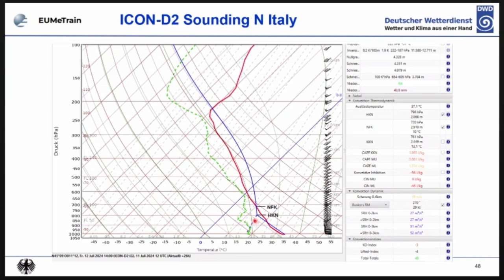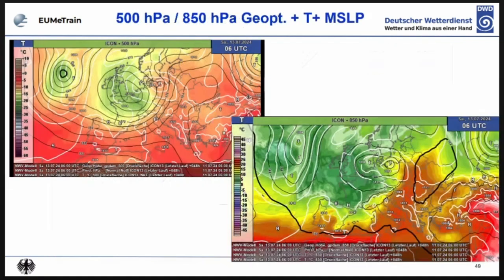But I think we will get some problems with the convective initiation, because you have a lot of convective inhibition, minus 50 joule per kilogram. So I think the thunderstorms will go more into the Alps, but there we will see, I think, a few hail reports and also severe wind gusts. Shear is quite good with around 20 meters per second. Then see what will happen in the next days.